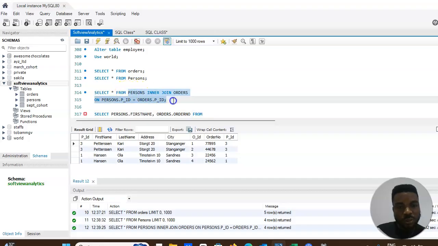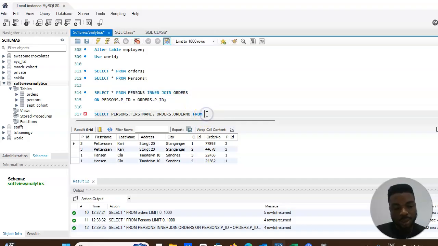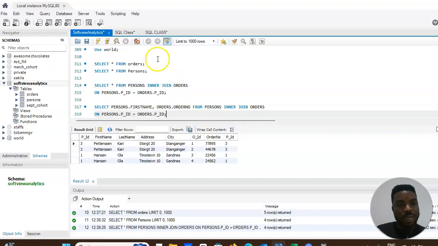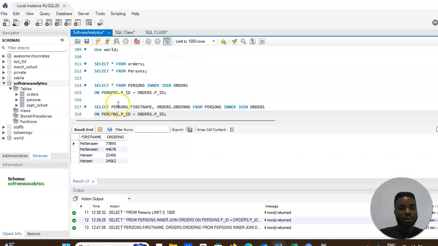And you can see that it will work, right? And I can execute it. It's going to give me the same thing as I want. You can see that that is how the SQL inner join statement works, right?